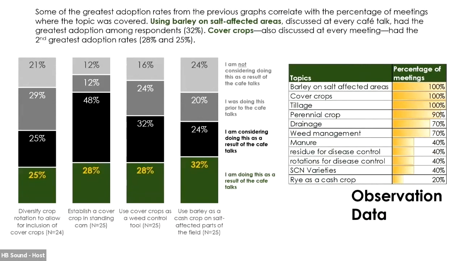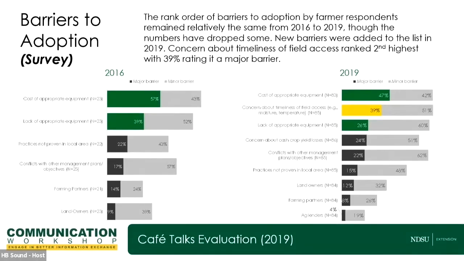And so the next piece of information that we went to after that were barriers of adoption. And this is a great question to ask on a survey. In 2016, we weren't sure what those barriers might be. So we had some idea, and we had a few categories there. But if you look at the top barriers for both 2016 and 2019 in this survey that we did, it's the cost of appropriate equipment, right? I mean, it's lack of appropriate equipment.